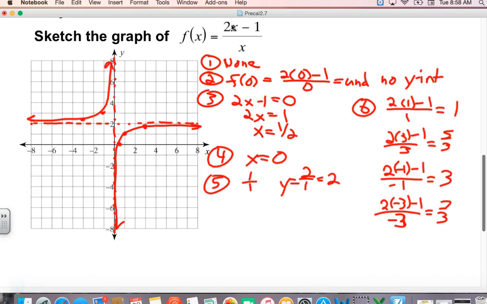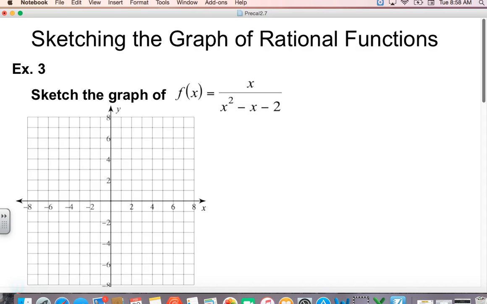And then number 6, you just plug in some points on either side of your asymptotes to figure out the behavior of the graph. So I plugged in 1 and 3, -1 and -3. If you plug in some other points, that's fine. And then connected all the points with a smooth line that approaches the asymptotes. All right, let's do some other ones that might be a little bit more complicated.